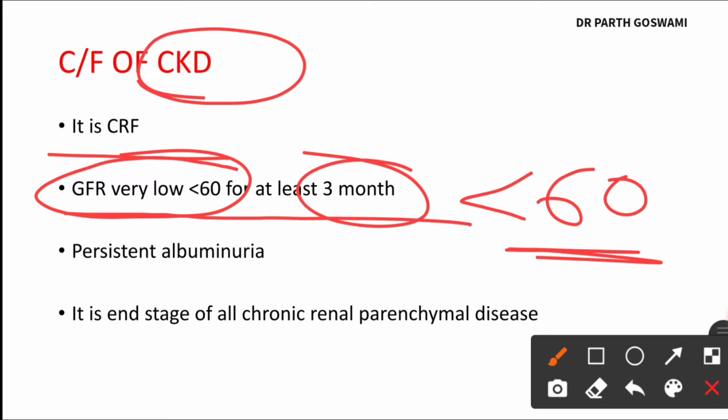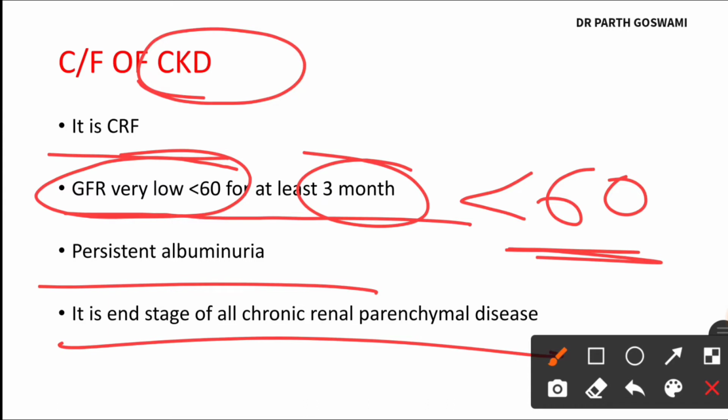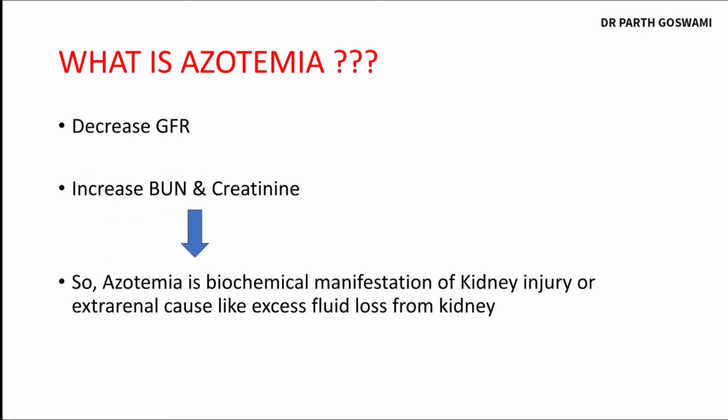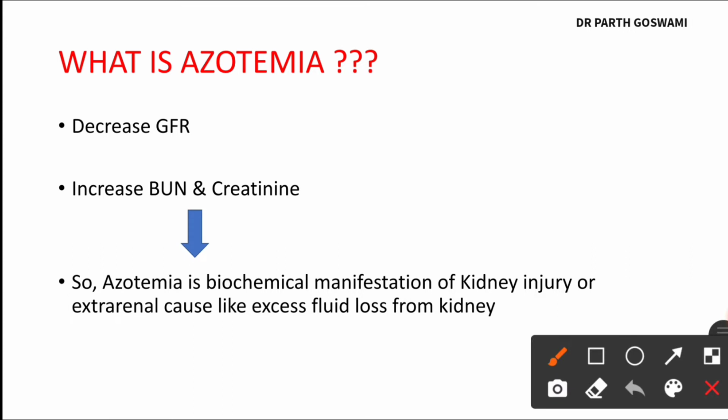And because of chronic kidney disease, there will be persistent glomerular basement membrane damage, and persistent albuminuria in the urine, right? There will be persistent proteinuria, and it is the end stage of all renal parenchymal diseases. If any renal parenchymal disease is not treated, then it can get converted into CKD, which indicates a very poor prognosis, because you can see that the GFR is very low, right? All right. So in chronic kidney disease, if the treatment is not done, there will be reduction in the glomerular filtration rate, right?